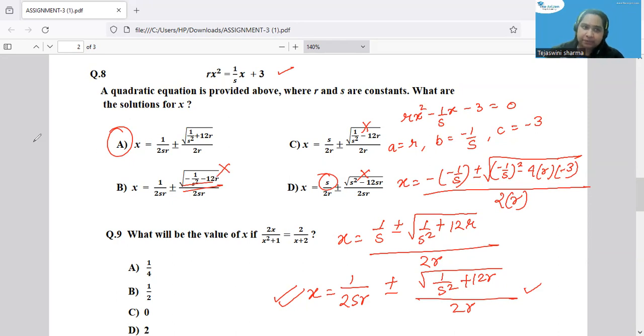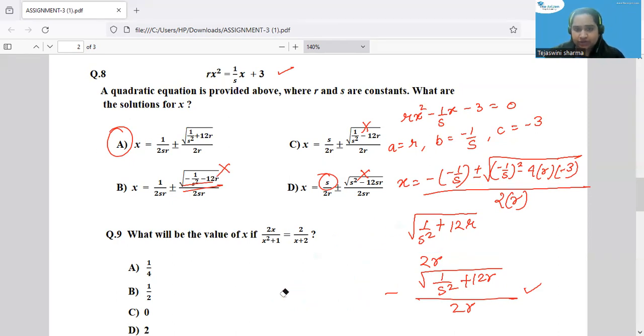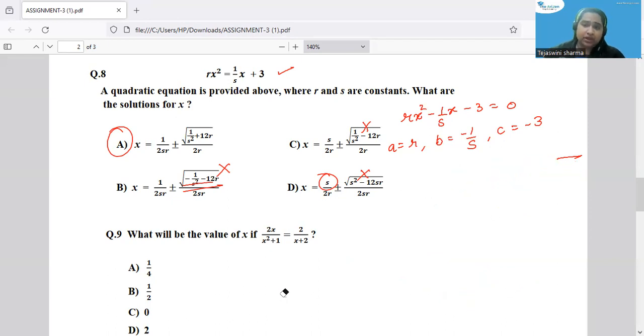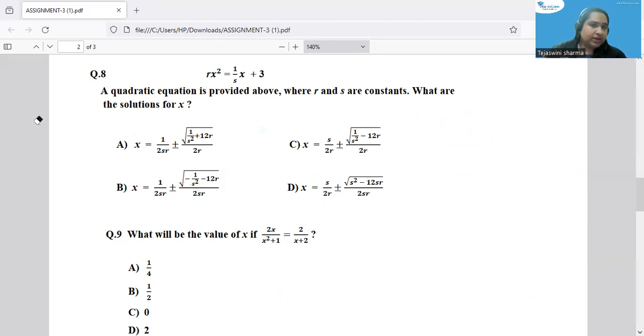So option A is the appropriate one. You can choose it wisely. Okay, and in this question, in such manner, we have to keep our focus on putting the negative and positive symbol appropriately. So I hope it was clear to you all. Now let us move to the next question.